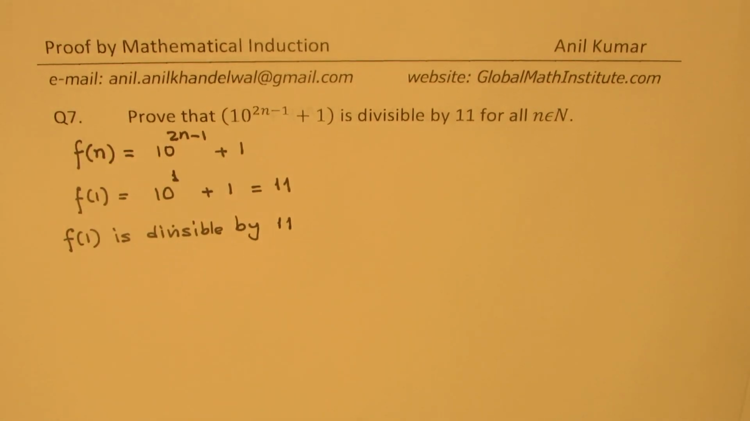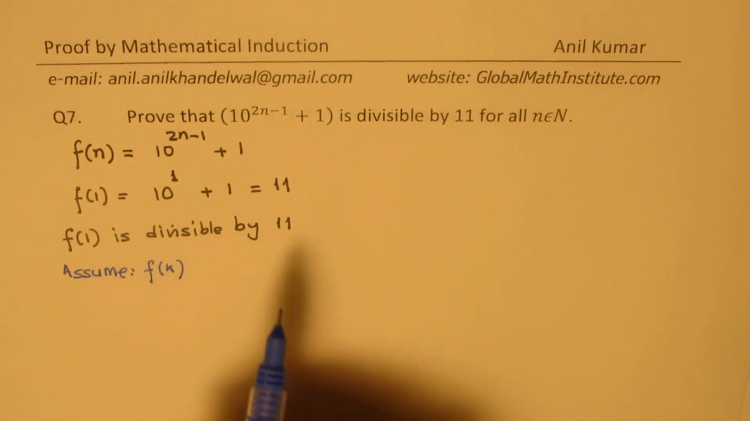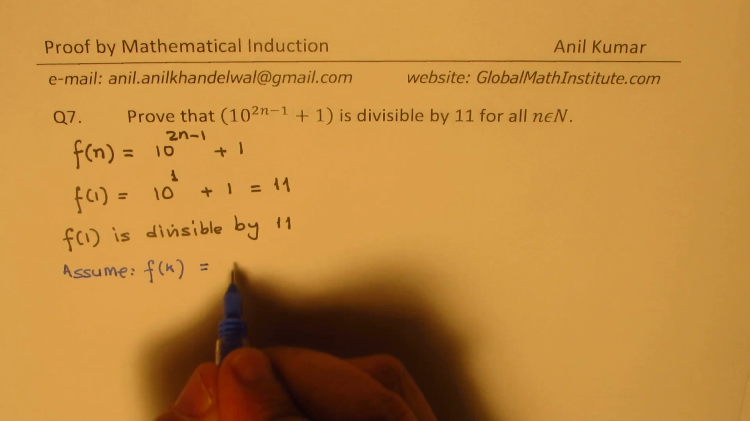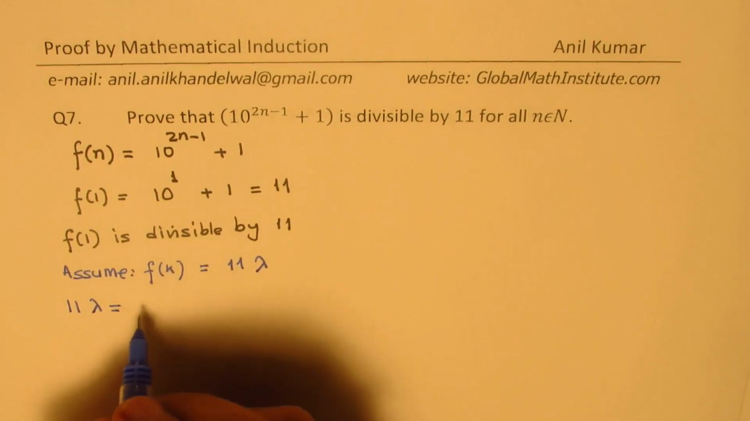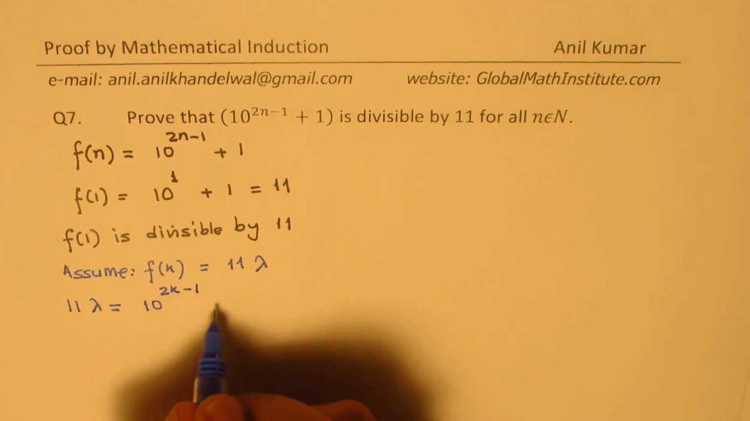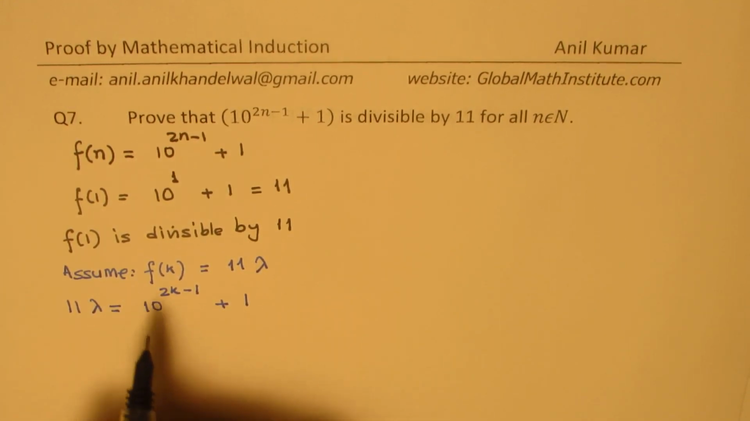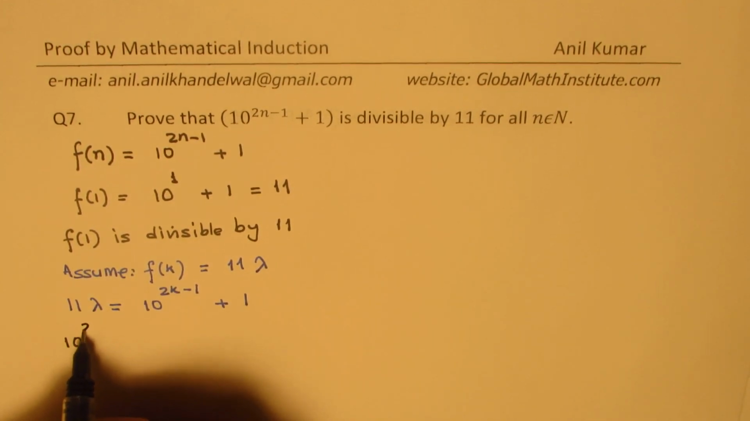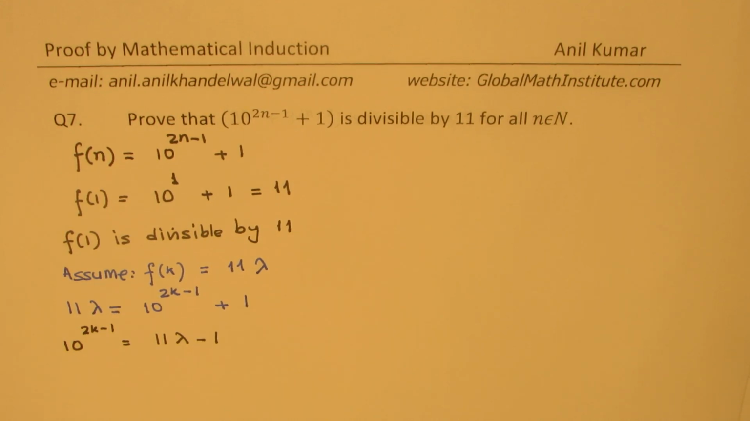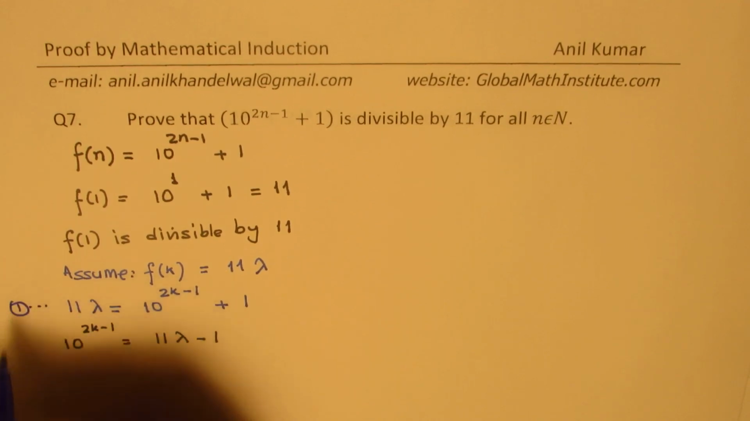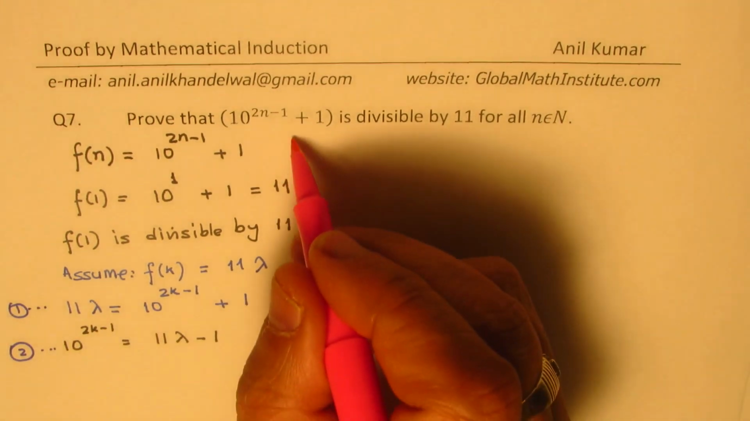Now what we need to do is assume that f of k is also divisible by 11. So f of k is equal to 11 times lambda. So we can write 11 times lambda as equal to, replacing n with k, 10 to the power of 2k minus 1 plus 1. Well, I have 2 different strategies to work with. Sometimes you could rearrange and write 10 to the power of 2k minus 1 as equal to 11 lambda minus 1. So you could use either one of these equations. At times you could use equation number 1, or you could also use this equation to prove that f of k plus 1 is also divisible by 11, right?